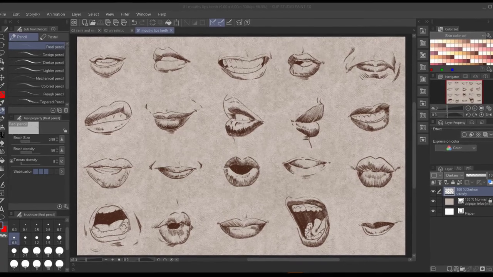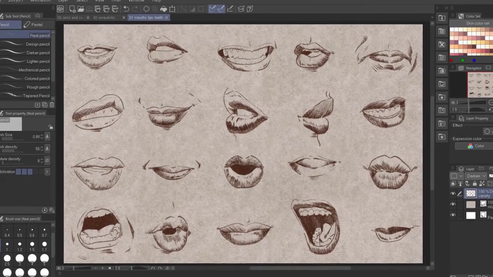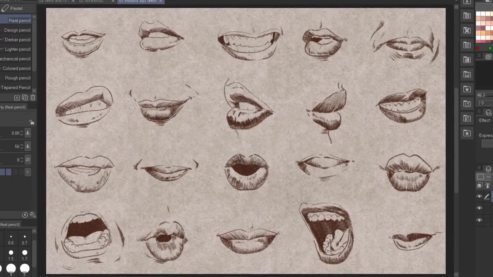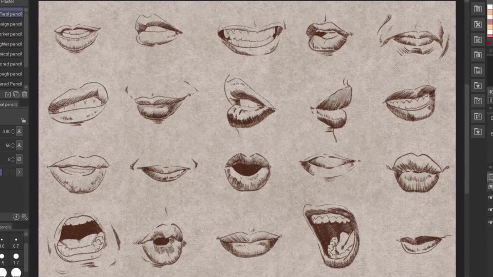Today we are going to look at how to draw mouths, lips, and teeth, and also how to add variety to each of these features.